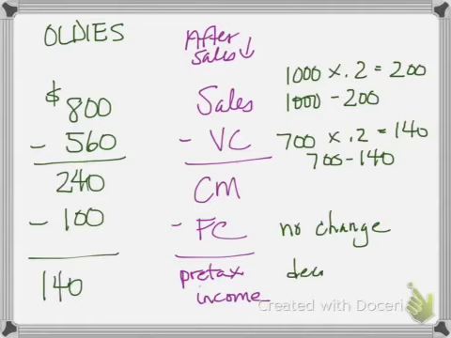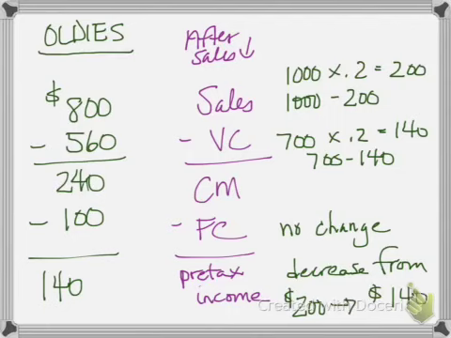Their fixed costs don't change, right? Just because you sell less doesn't mean your fixed costs get to go down. They stay the same because that's why they're fixed. And so their pre-tax income drops to $140. It went from $200 down to $140.